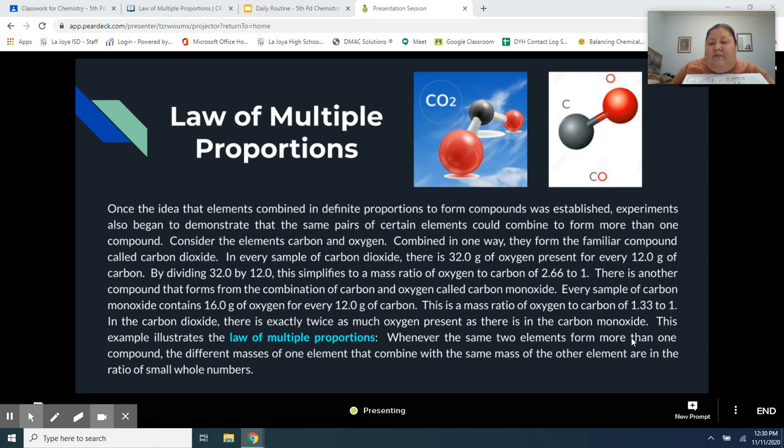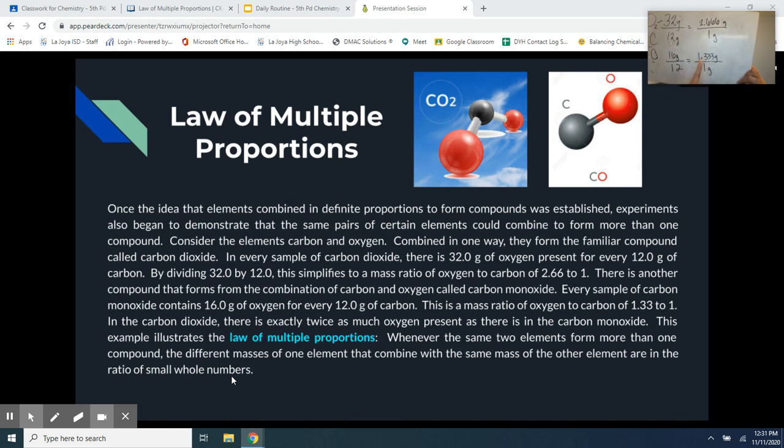Whenever the same two elements form more than one compound, the different masses of one element that combine with the same mass of another element are in ratios of small whole numbers. Okay? That just means if you were to divide 2.66 by 1.33, you would get a 2 over here. Okay, let me show you real quick. This is that whole number ratio that they are talking about.